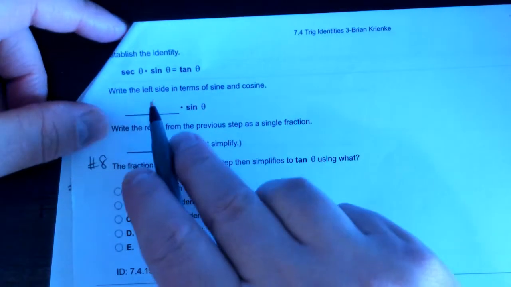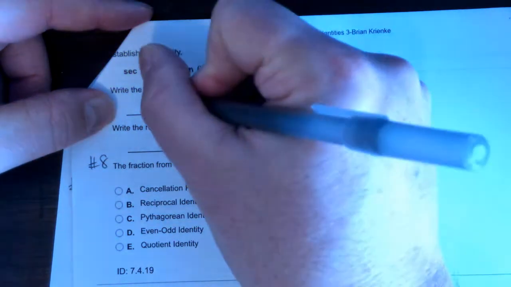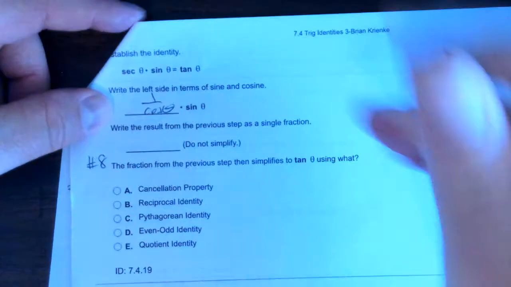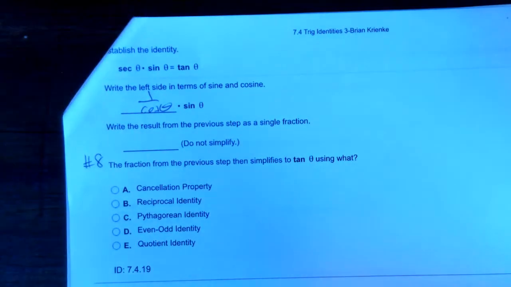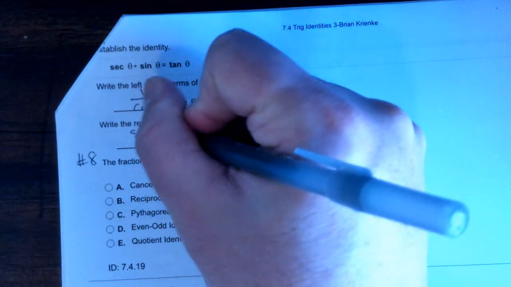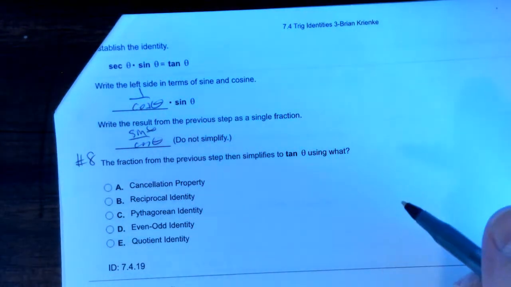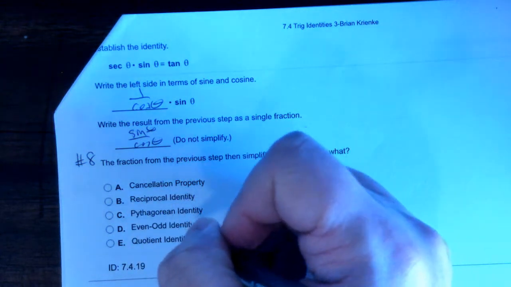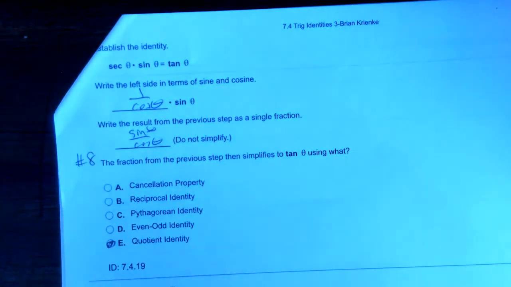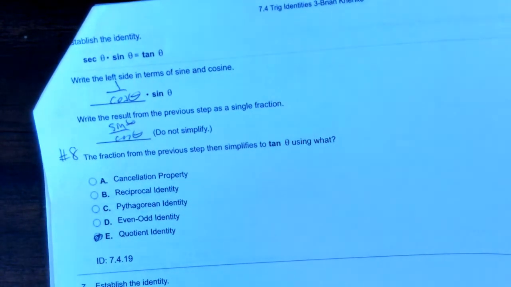Okay, here we need to rewrite it as 1 over cosine, and that would be sine over cosine, which is tangent, using a quotient because it involves division, and it's not just 1 over something.